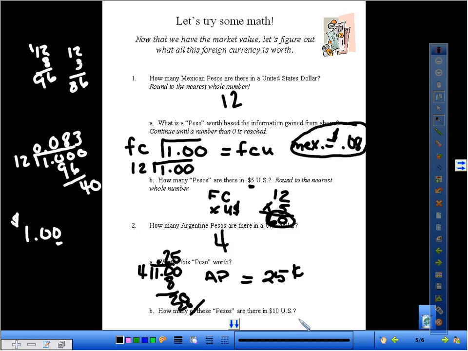Now the next problem says, how many of these Argentine pesos are there in 10 US dollars? So again, I look up top here, I see 4. I know I'm going to put my foreign currency over the US dollar. I'm going to multiply it, but because the US dollar has a little larger worth down here, I think it'd be easier to make a multiplication problem as such. So how many Argentine pesos would go into 10 US dollars? There would be 40 pesos in 10 US dollars. Well, I think you're ready to motor on to the next page.